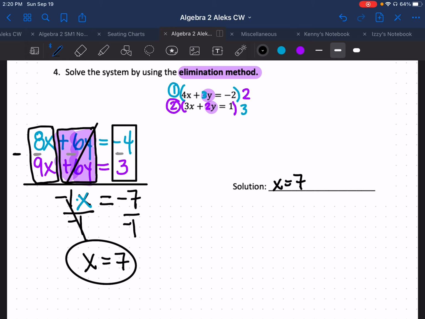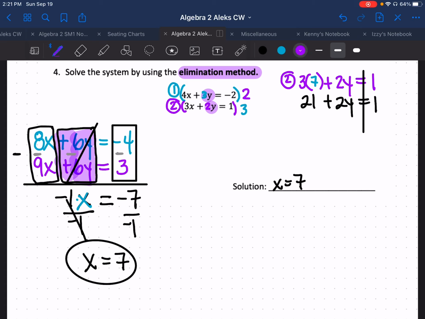Now I have an option. I can go back and plug that 7 into equation 1, equation 2, or I could plug it into one of my new equation 1 or my new equation 2. This time I'm going to choose equation 2, the original equation 2. I'm going to put 7 in there. I'm choosing this one just because, because last time I did equation 1. 3 times 7 is 21 plus 2y equals 1.